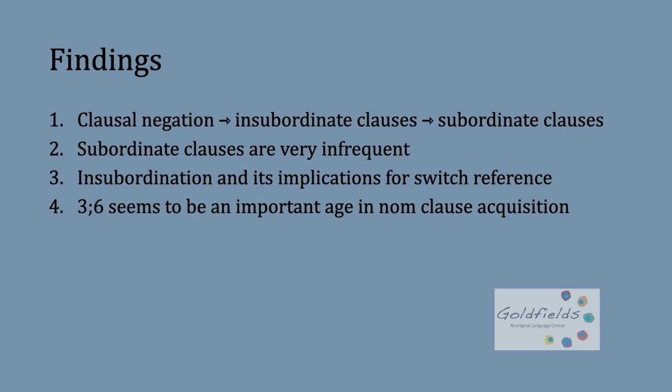The first has to do with the sequence of acquisition of different nominalised clause types. The second has to do with the surprising infrequency of subordinate nominalised clauses across the corpus. The third has to do with the prevalence of insubordinate clauses and the implications that this has for Pitjantjatjara's switch reference system. And then I'll conclude by speaking about the age 3.5 as an important age in nominalised clause acquisition.